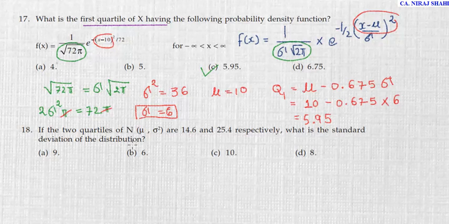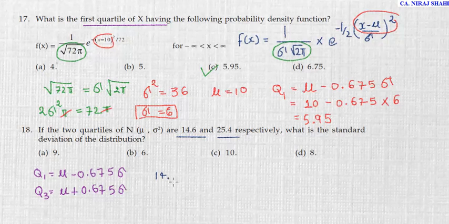If the two quartiles of a normal distribution having parameters mu and sigma square are 14.6 and 25.4 respectively, what is the standard deviation of the distribution? Quartile 1 is equal to mu minus 0.675 into sigma, and quartile 3 is equal to mu plus 0.675 into sigma. Let's put all the given figures here. In this case, the quartile 1 is 14.6 and the quartile 3 is 25.4.